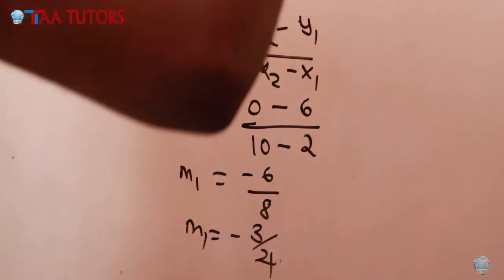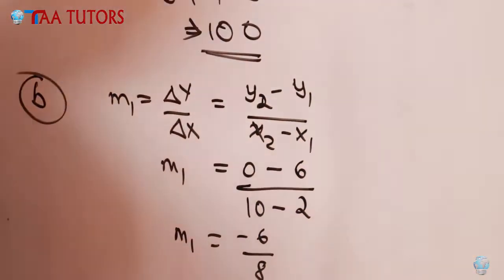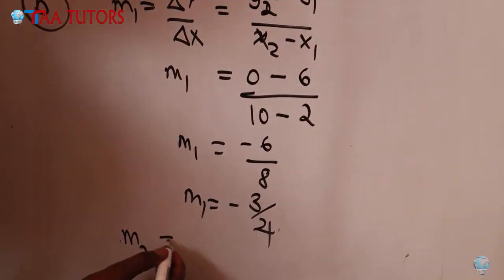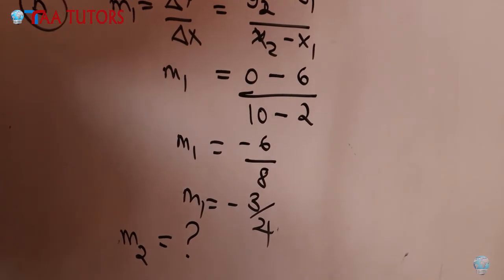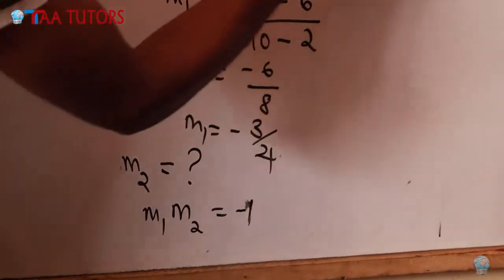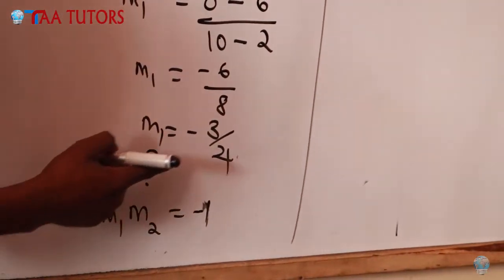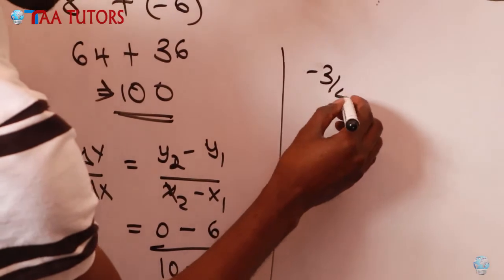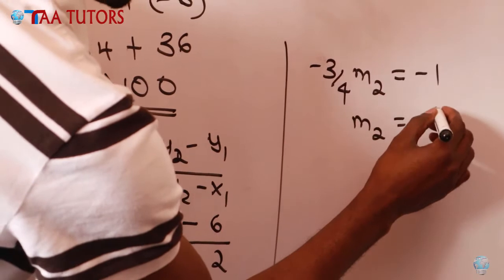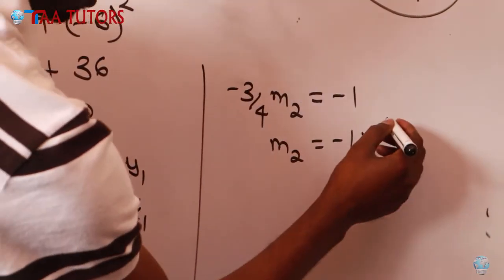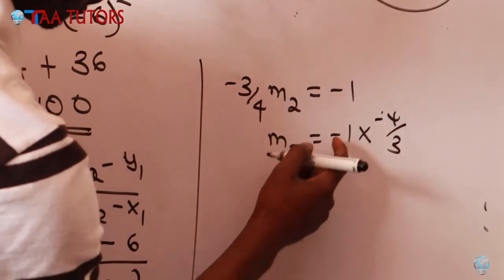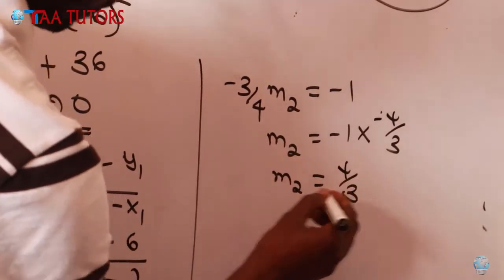But we know that that radius is meeting the tangent at 90 degrees. So what about the gradient of the tangent, which is m2? For us to get this one, we know that if they are perpendicular, m1 times m2 should be negative 1. So our m1 is negative 3 over 4 times m2, the gradient of the tangent, is negative 1. m2 here will be negative 1 times the reciprocal, negative 4 over 3, so negative times negative is positive, m2 in this particular case is 4 over 3.